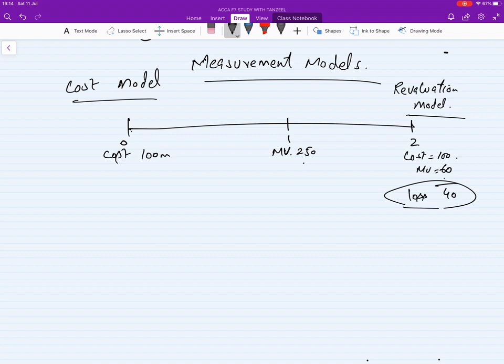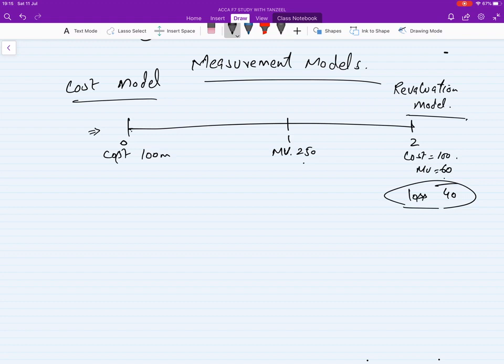And then the standard came in. The standard says no, once you have chosen one model, you must continue using the same model. You cannot, in one year, start using the cost model, and the next year start using the revaluation model. So once you choose it, keep it for the next years. The same goes for another example, I'll give you one more thing.